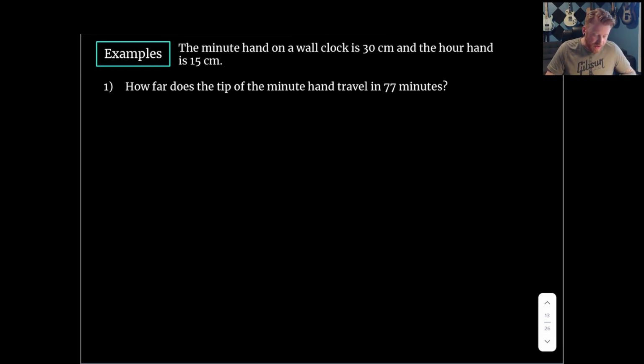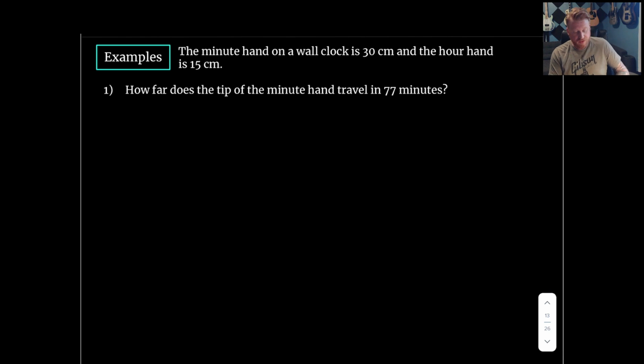All right, here is a final application problem using what we just learned about arc length in order to answer this question. So we have the minute hand on a wall clock is 30 centimeters, and the hour hand is 15 centimeters. In fact, I don't think that we're going to do anything with the hour hand on this one. I decided to just focus on the minute hand, so we'll take that off. But we know that the minute hand is 30 centimeters. So let's just take a look at what this looks like.